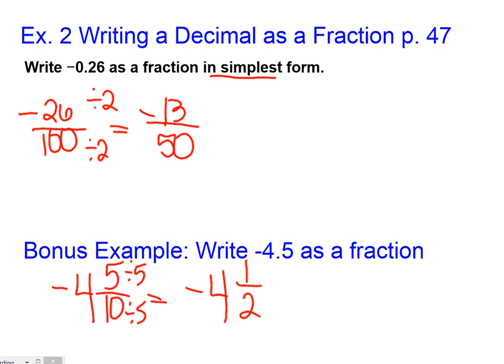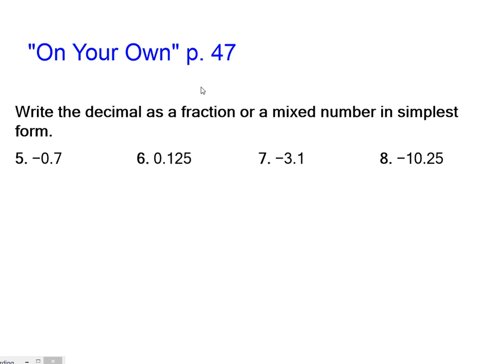At this time, I would like you to complete on your own on page 47, numbers 5 through 8. You're writing these decimals as a fraction or a mixed number, and remember to put it in simplest form by reducing.